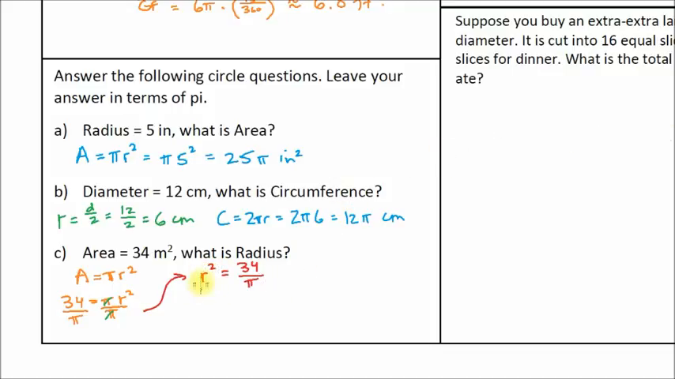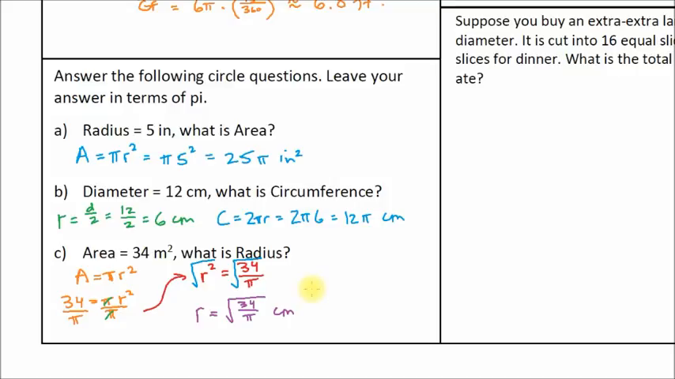Remember, we've learned something. Square root cancels or reverses a square. So if we want to get r by itself, we're going to square root the left side. When we do that, we have to square root the right side. So now the square root cancels the square, and we're going to end up with r is equal to the square root of 34 divided by pi. And remember, radius is just distance, so it's going to be square root of 34 over pi centimeters.